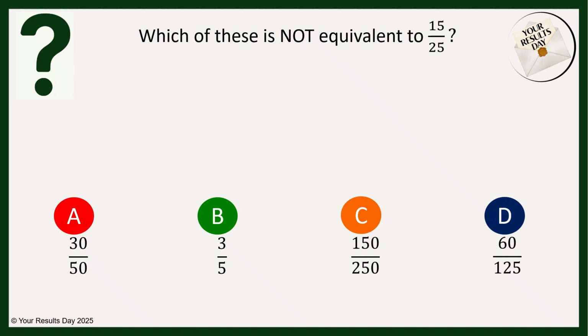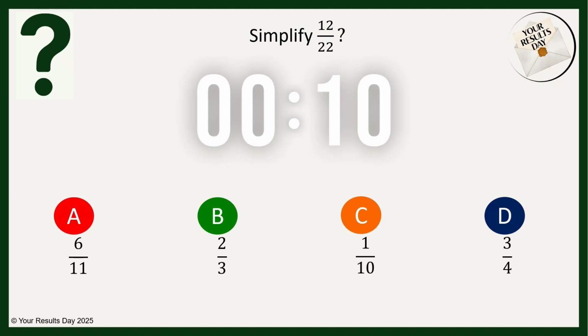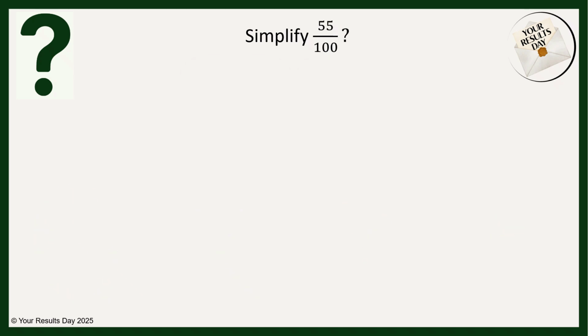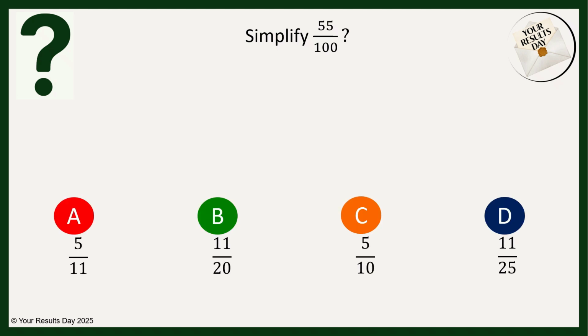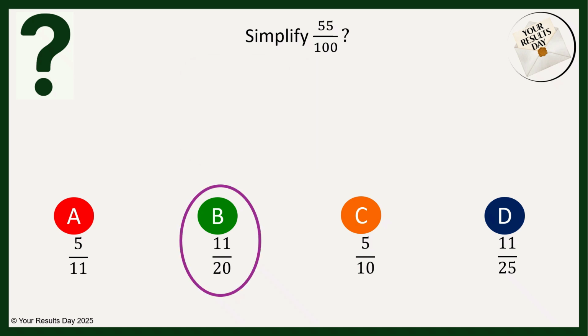The answer was D. Simplify 12 over 22. The answer was A. And simplify 55 over 100. The answer there was B.